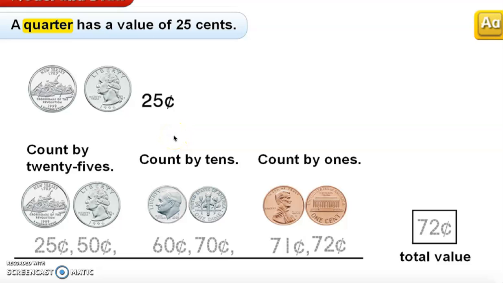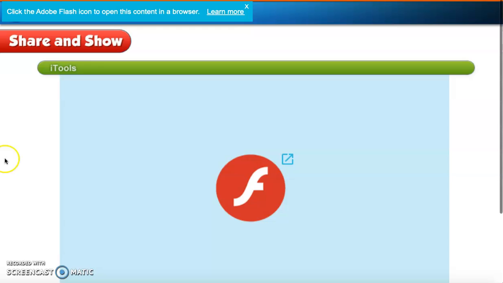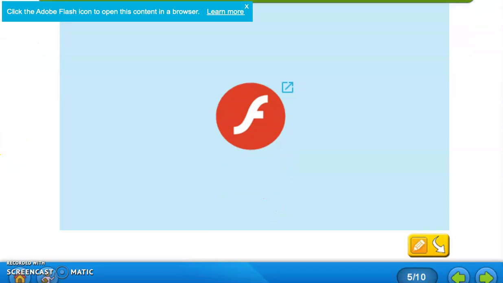Okay, so we would count by 25s first. So 25, 50. Then we go to our dimes, which is counting by tens. So from 50, we go 60, 70, right? So we have 70 cents, but then we have our 2 pennies. And remember, pennies we count by ones. So 70, 71, 72. So our total value is 72 cents. Okay? Nice.